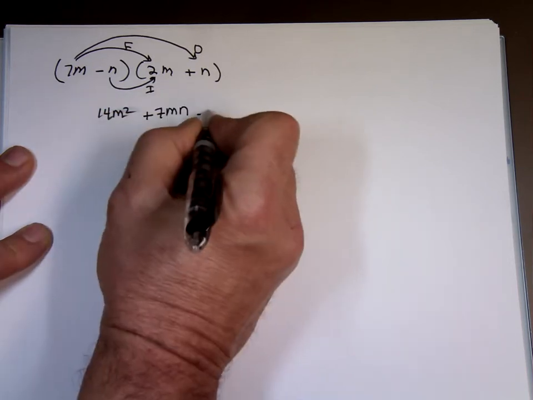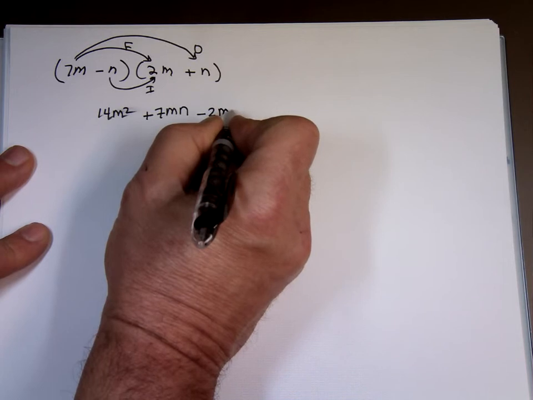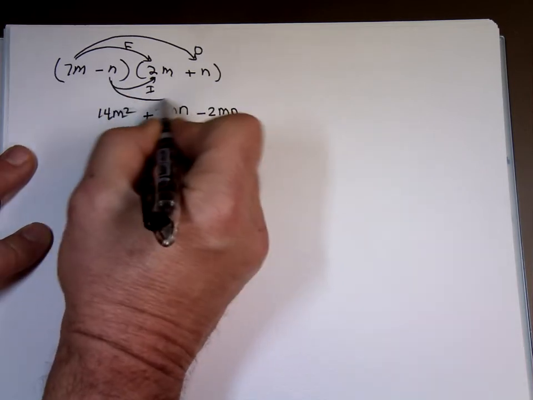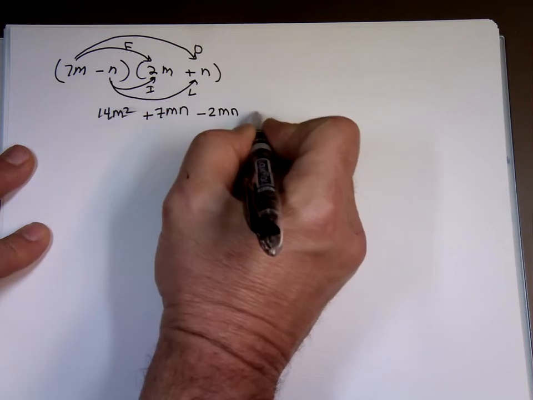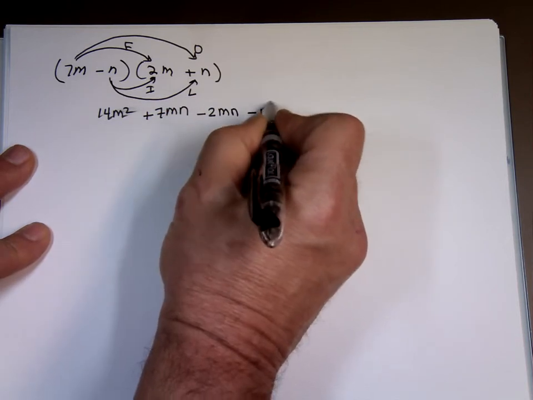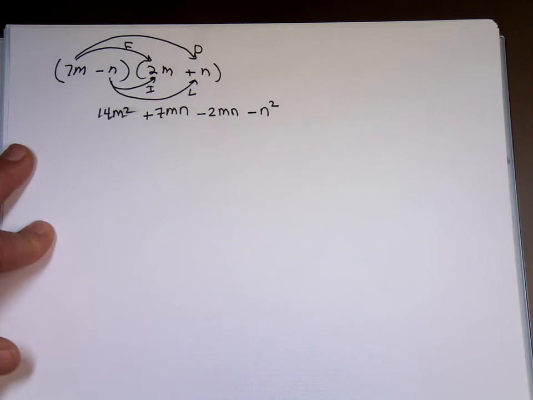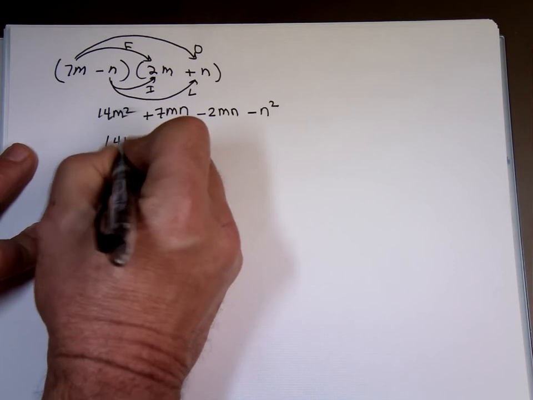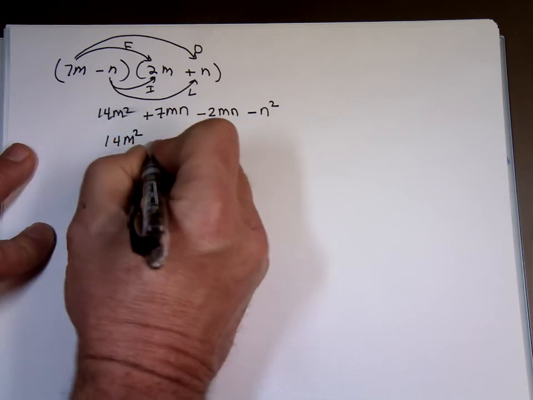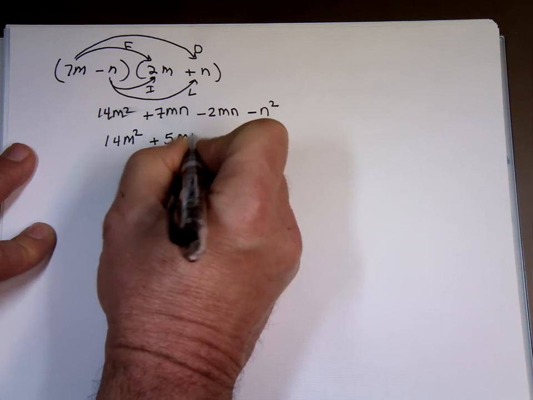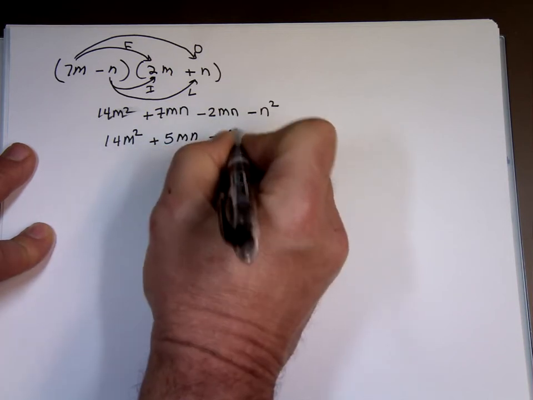2mn. nm, mn is the same thing. I like to put them in alphabetical order. And this is the L, which is what? Negative n squared. Clean it. Plus 7 minus 2 is what? 5. Minus n squared.